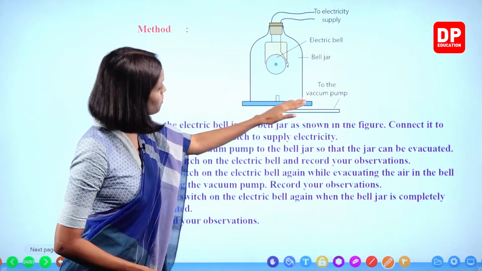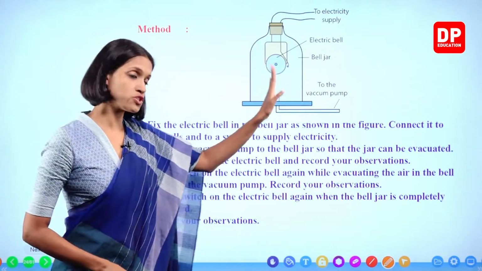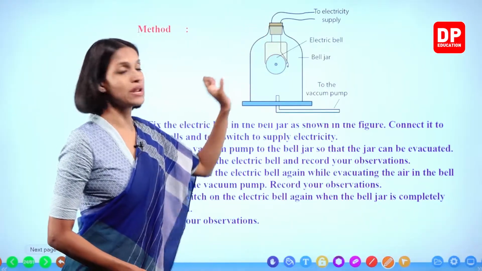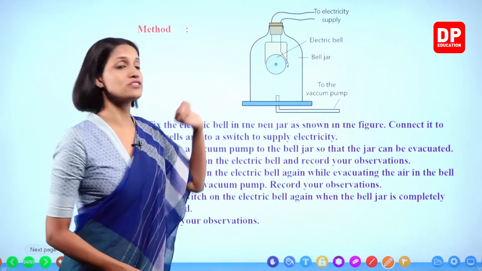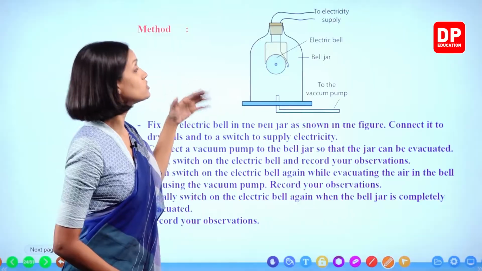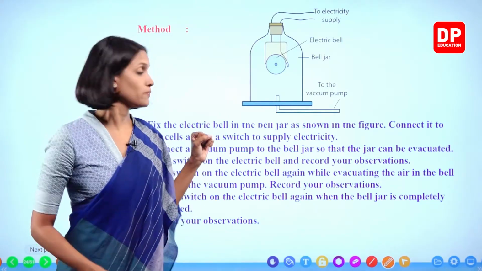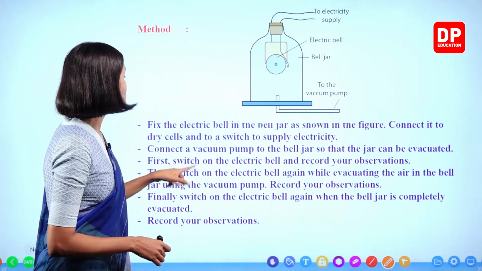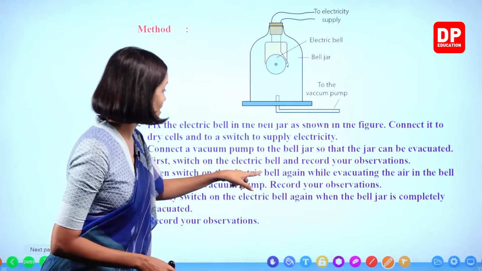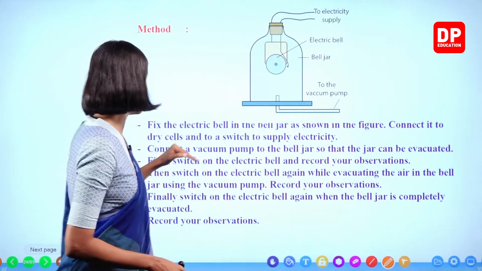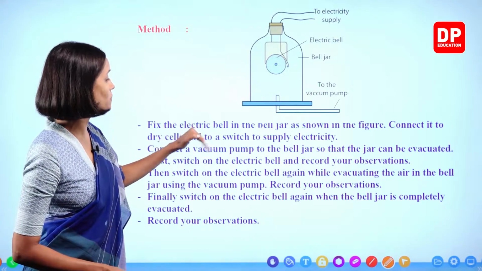So, before you turn on the vacuum pump, first of all, you need to turn on the switch and supply electricity to the electric bell. And you should check whether you can hear the sound of the bell. Okay? Then switch on the electric bell again while evacuating the air in the bell jar using the vacuum pump.